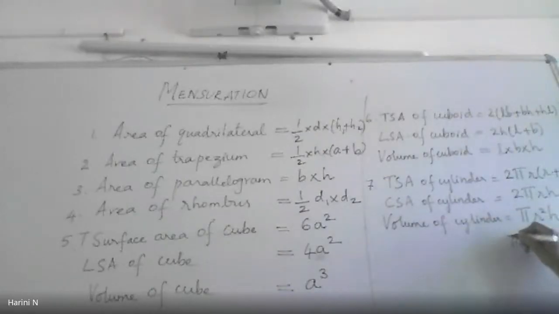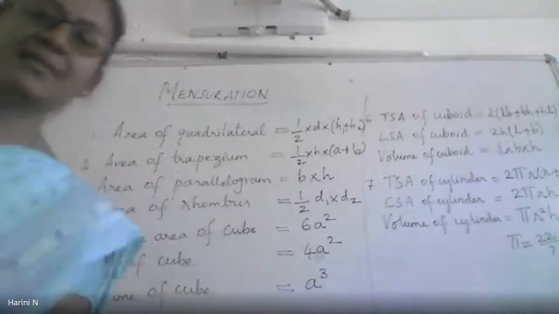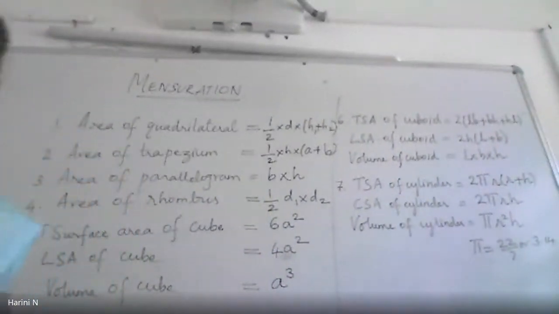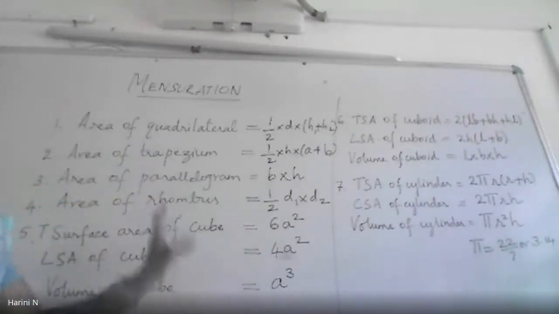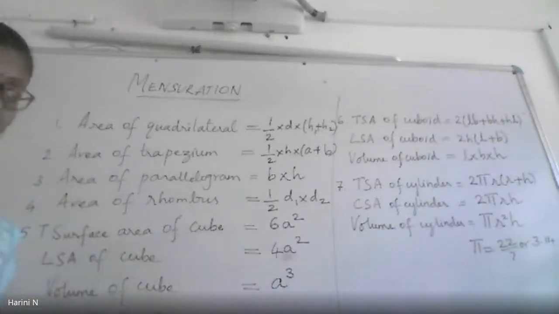What is this pi here? It will be either 22 by 7 or 3.14 or whatever value is given in the problem. Usually it will be given in the problem sometimes. You have to use that value if it is given in the problem. These are formulae that you cannot forget at all. Otherwise, you can't do any problem in the chapter on mensuration. And mensuration, we have maximum.